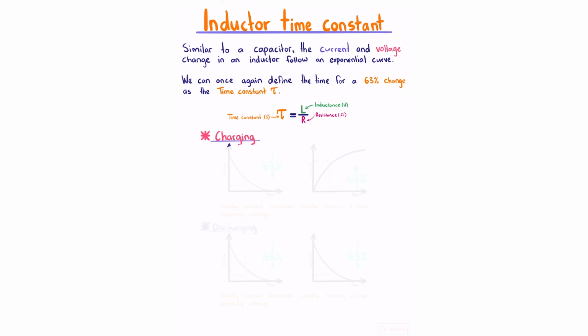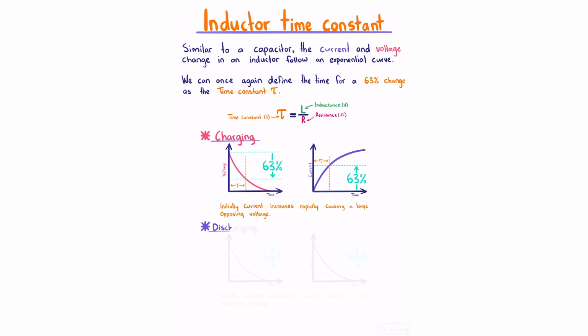For a charging inductor, we can consider our voltage time graph and our current time graph. Initially, the current increases rapidly, as we see here, causing a large opposing voltage, and we see our voltage is indeed at its maximum. Over time, the current reaches a steady state, meaning that the rate of current change reduces, meaning that our back EMF, our voltage, also reduces. And once again, the time for a 63% change is our time constant.